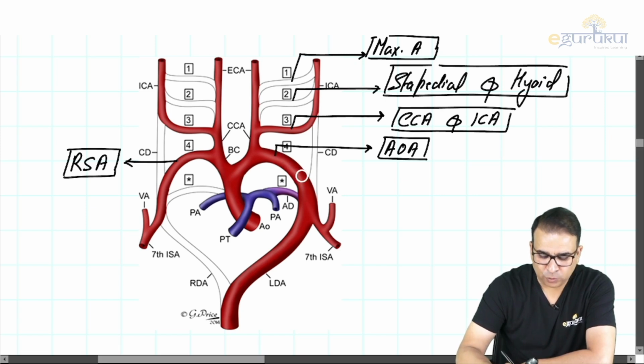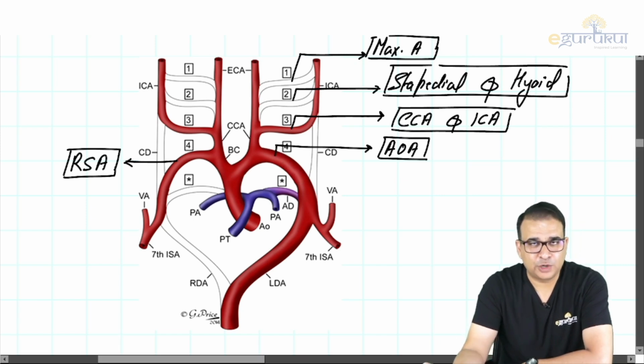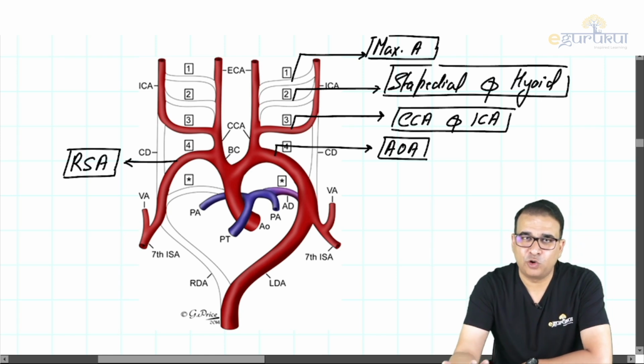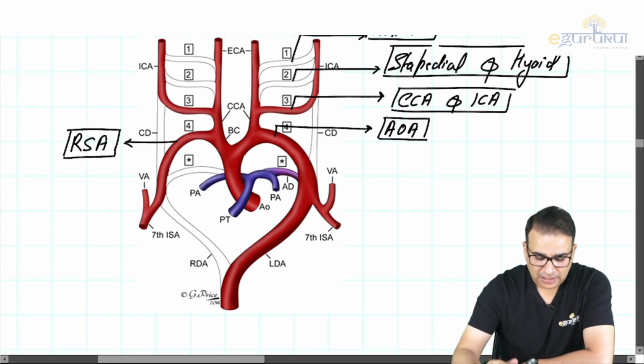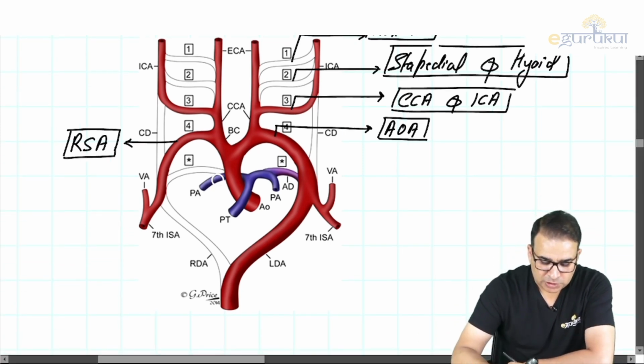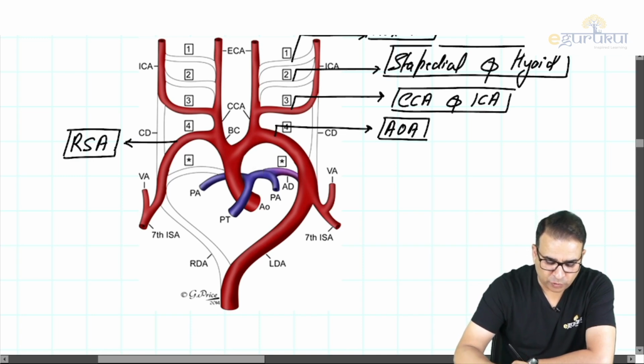So the left side fourth arch artery contributes to the arch of aorta, and the right side fourth arch artery contributes to the formation of the right subclavian artery. The fifth arch disappears, so there's no question to discuss that. Now we have the sixth arch. The proximal part of the sixth arch artery will contribute to the formation of the pulmonary artery.